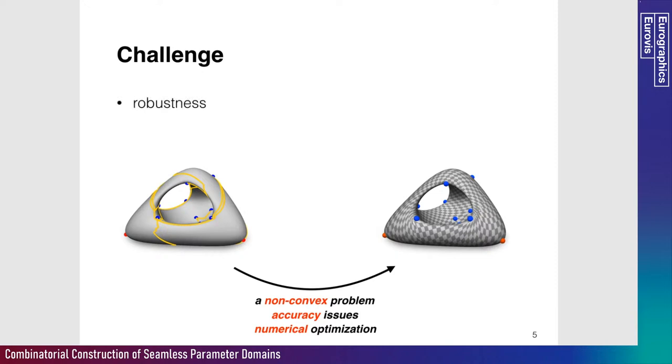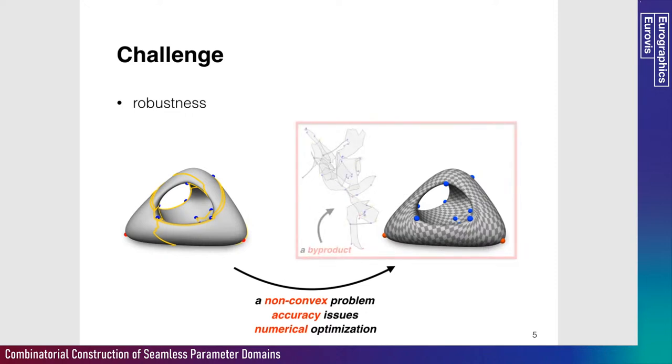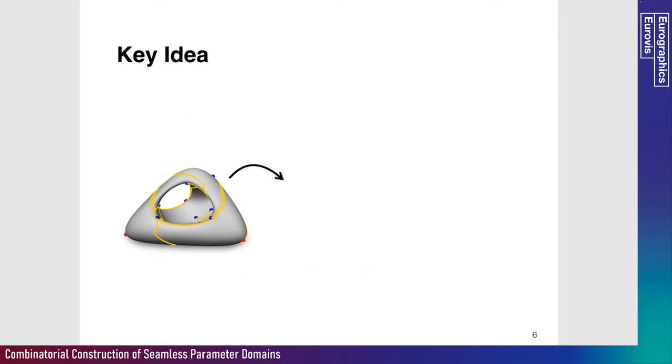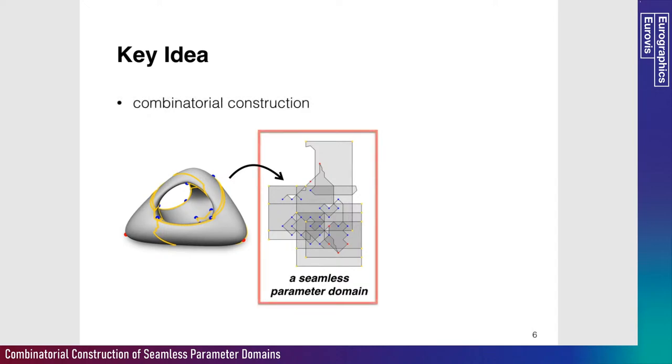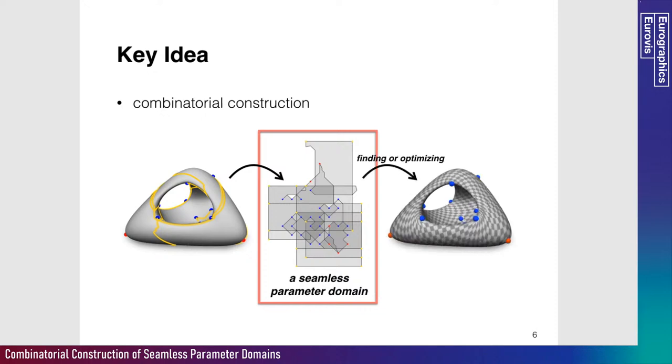We observe that in previous methods, the parameter domain, its shape, its boundary, is essentially a byproduct of solving a parameterization optimization problem. We construct such a domain explicitly in the first place, and we do it in a way that, in its core, is purely combinatorial. Therefore, we are not at risk of suffering from numerical issues, from non-convexity, from convergence issues of numerical optimization, and so on. Once we have the domain, defining a map onto it is conceptually easy and can be done using established techniques.